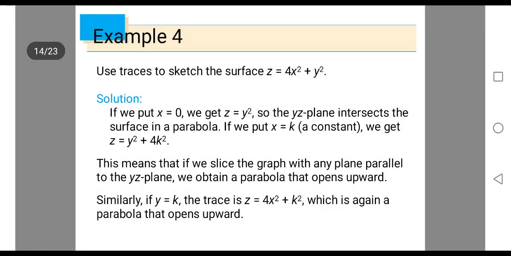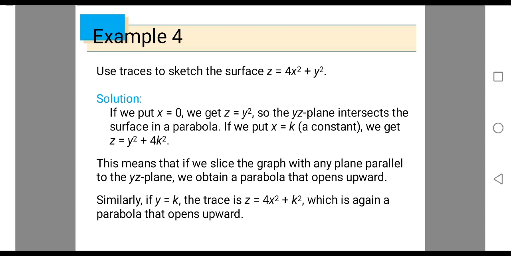So guys, in the solution of example number 4, we put x equal to 0, and we get z equal to y squared, because when x is multiplied with 4 or any constant or any power, it means that it's 0. So our equation is going to be z equal to y squared. So the yz plane intersects the surface in a parabola. Okay, if we put x equal to k, that's a constant, we get z equal to y squared plus 4k squared.